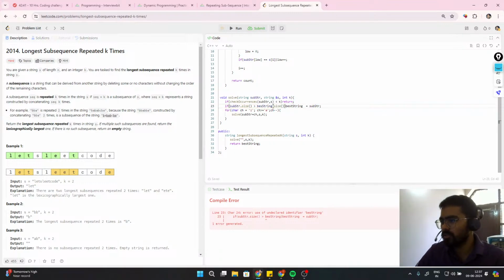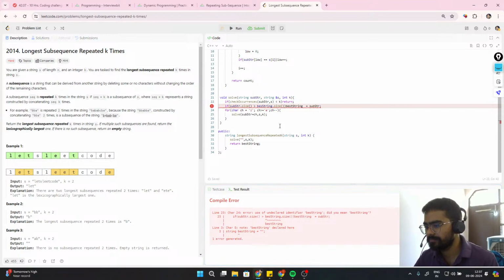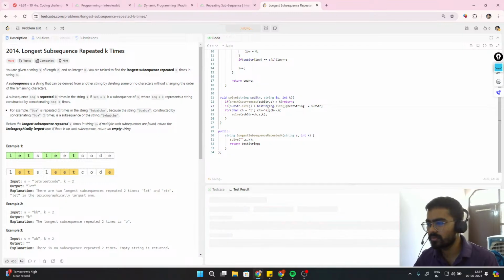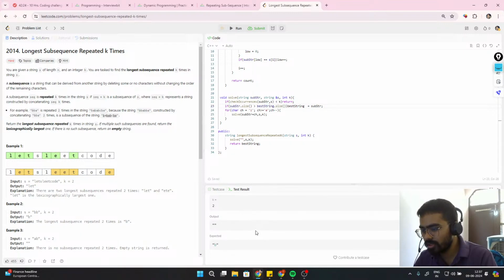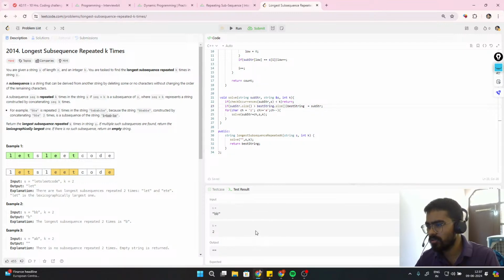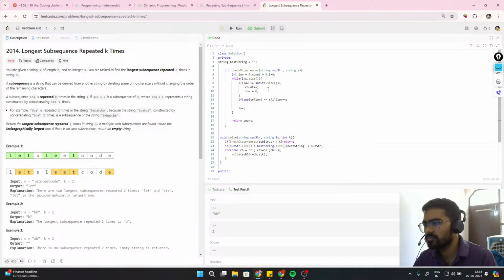The string dot size, it's best. The second, okay, expected was B, but it didn't come. But it should have.